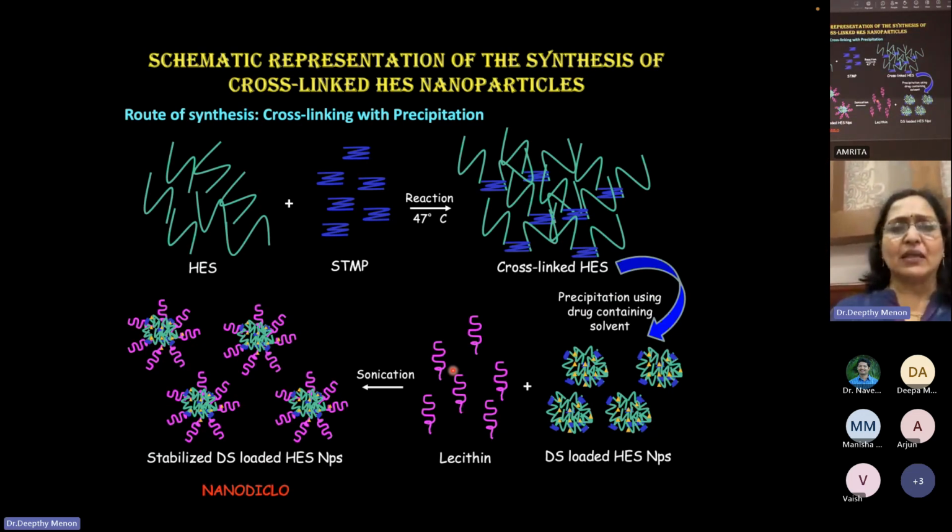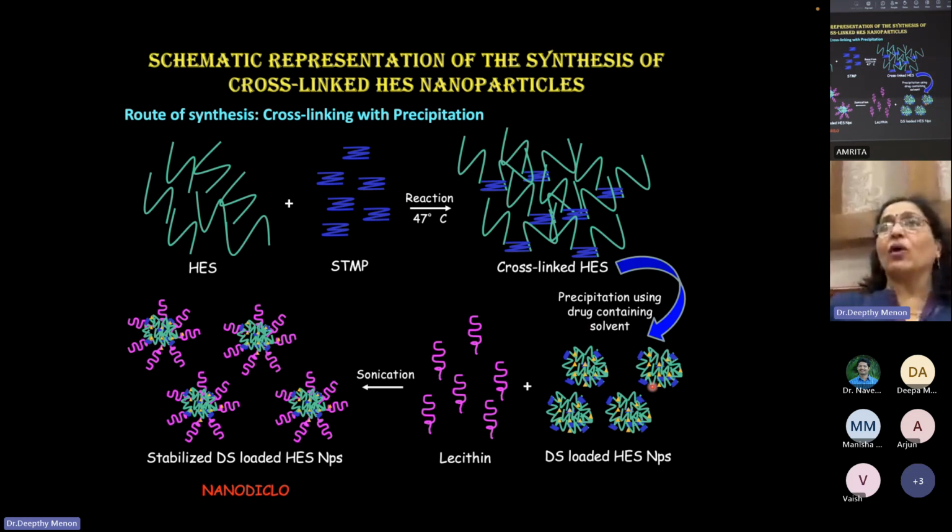Just one slide of synthesis. This is hydroxyethyl starch. Remember, hydroxyethyl starch is water soluble. Starch is nothing but your kanji vellam. So you require a cross linker. So this is a cross linker. We did the reaction and we obtained cross-linked hydroxyethyl starch. We did the chemistry. We got diclofenac loaded hydroxyethyl starch.